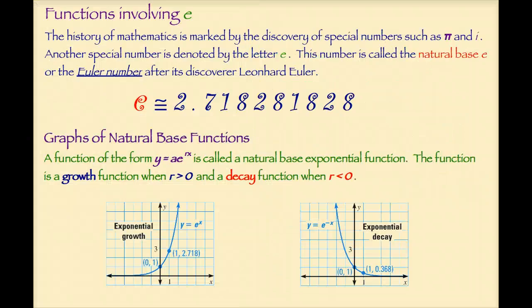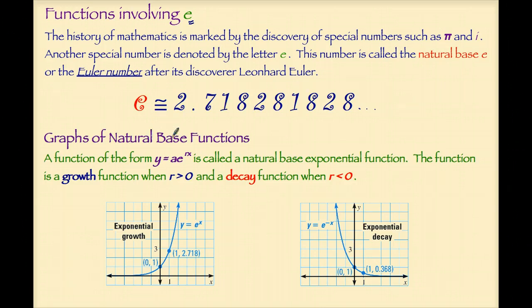Functions involving e. E, the number, not the letter. The history of mathematics is marked by the discovery of special numbers such as pi and i. Another special number is denoted by the letter e. This number is called the natural base e, or the Euler number, after its discoverer, Leonhard Euler. It's approximately equal to 2.718281828, and it continues on forever without stopping, with no pattern. It's irrational, just like pi is. It's a fun little number. Let's see what we can do with it.